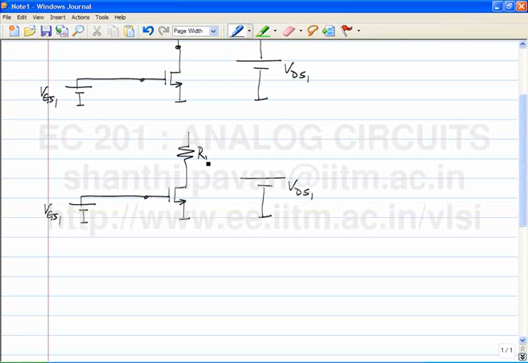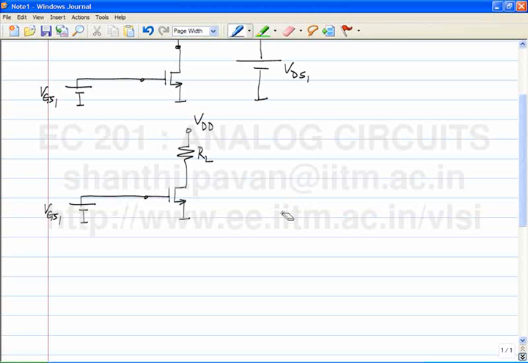So this is RL, and then we realized that obviously the battery of VDS1 is no good anymore because there will be a DC drop across RL. So we said that's straightforward to fix. We compensate for whatever drop there will be and add it to VDS1, and we call that new battery VDD. That takes care of the load.